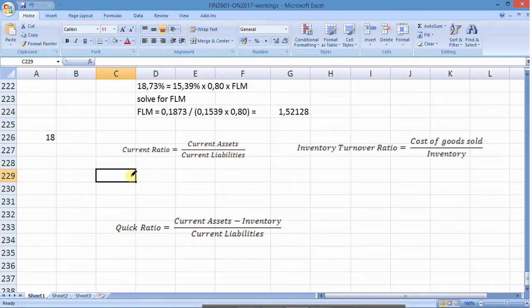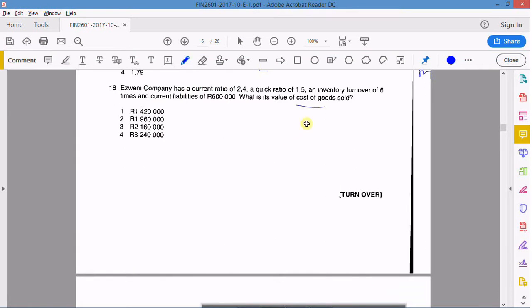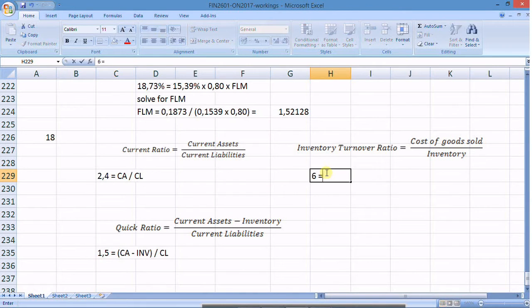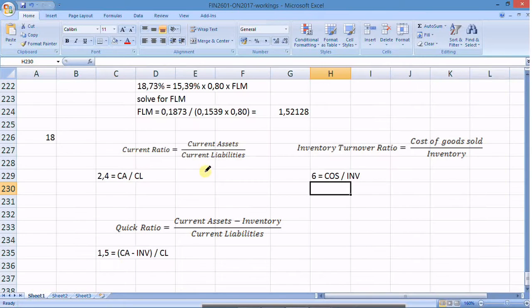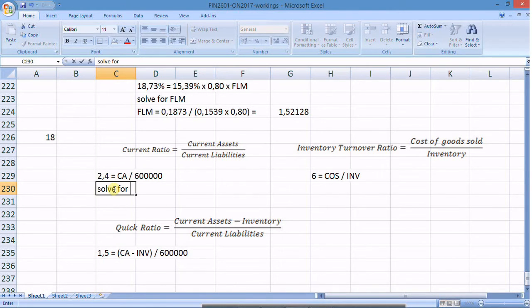Current ratio 2.4. Quick ratio 1.5. Inventory turnover 6 times. And current liabilities of 600. Where's current liabilities? There and there. Current liabilities 600,000. Right, so then I look at it and I see, what am I working out? Cost of goods sold, so I want that. I don't have enough information here. The only place that I can start is there, because I've got 2 knowns and 1 unknown. Do you agree? Yes.